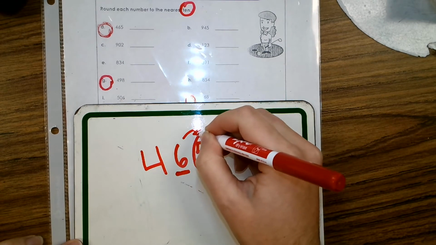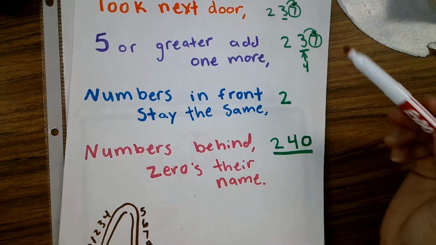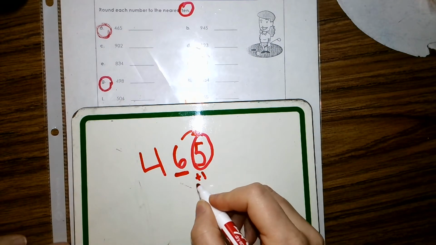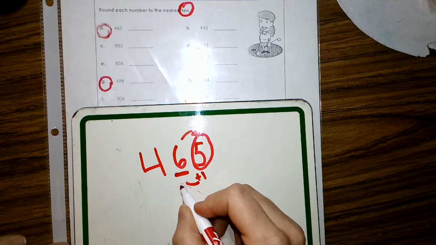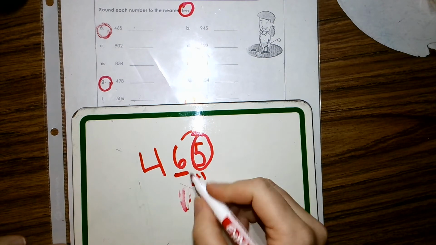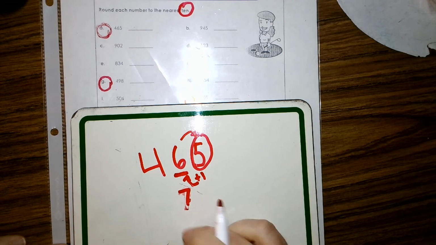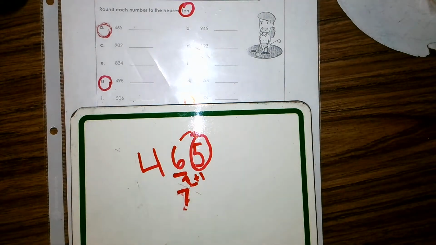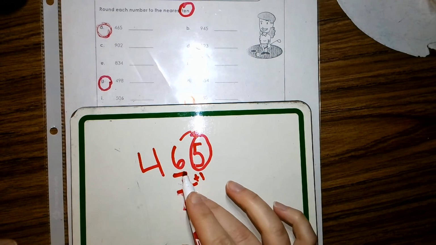Now what does it say? 5 or greater, add one more. So this is a 5, so we're going to add one more over here and make this a 7. Let's make that a little more clear. Add one more over here, make that a 7. Now that we've added it, numbers in front stay the same. This is our place value, so the number in front stays the same. And then we bring down our place value number, so that's 7 because we added one more.